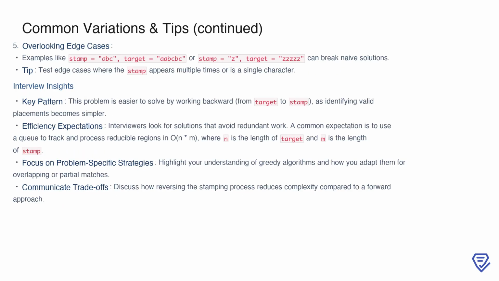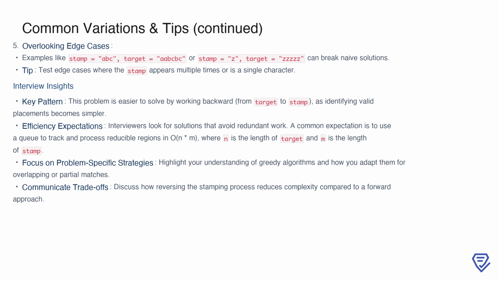Now, it's important to account for edge cases that can break naive solutions. For example, if the stamp is ABC and the target is ABC, or if the stamp is a single character like Z with a target of ZZZZZ, simple approaches may fail. Testing these edge cases is essential to building a robust solution.